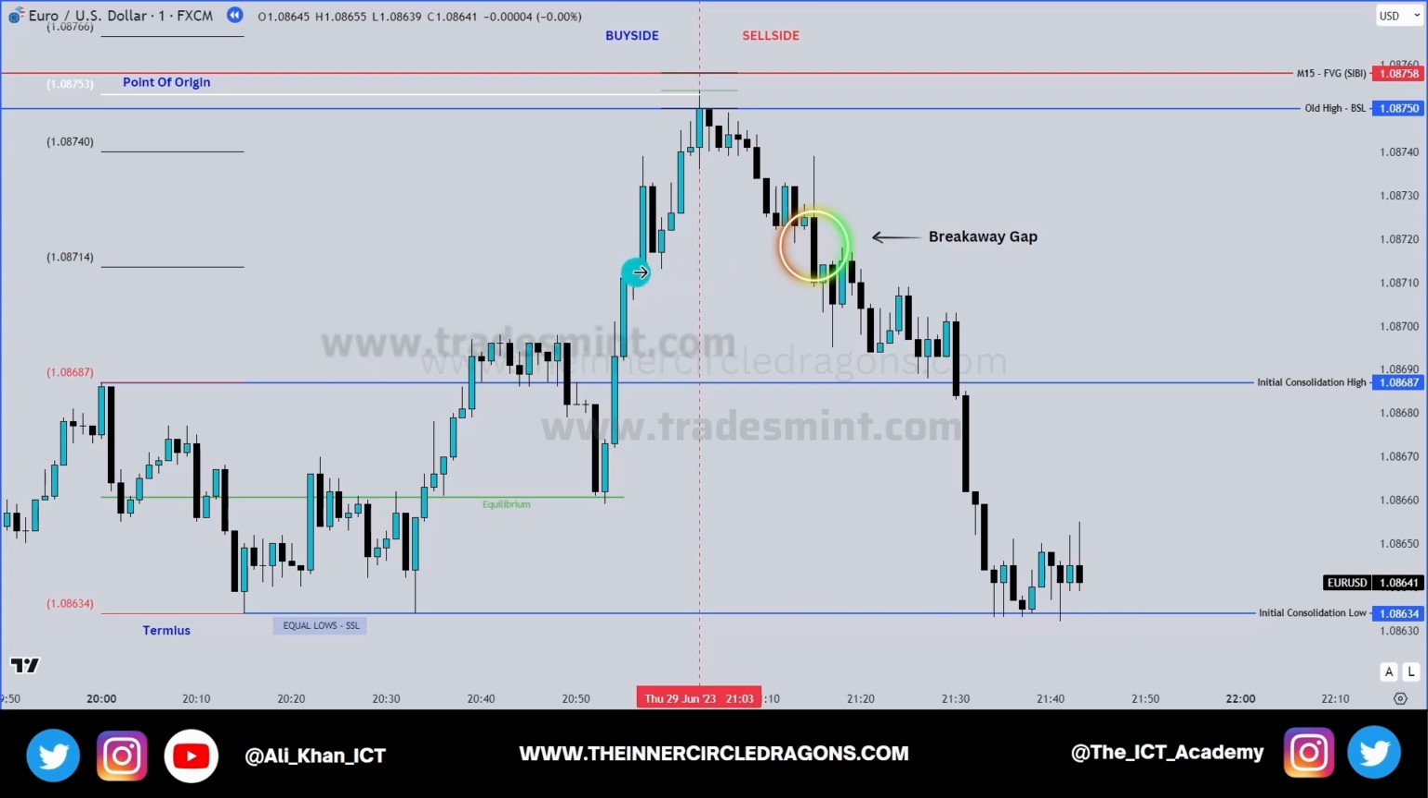After our high probability break in structure below the second stage of accumulation, we have our breakaway gap, which is only partially filled here.